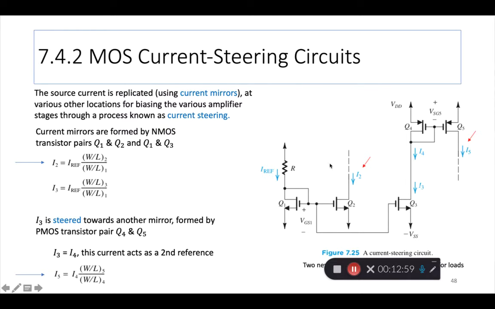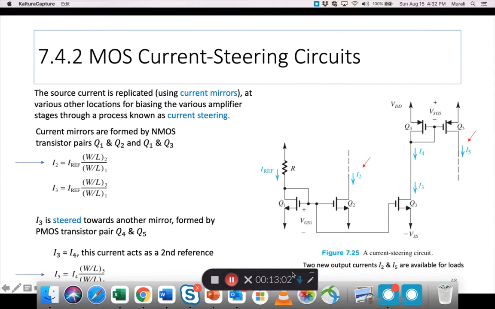So let's look at this somewhat more complicated circuit. Here, this is called a current steering circuit in 725, and I added some things here. Two new output currents, I2 and I5, are available for loads and for bias. First we have one reference current that we know is created through a resistor. Then we know that one output current can be created from one current mirror consisting of two transistors.